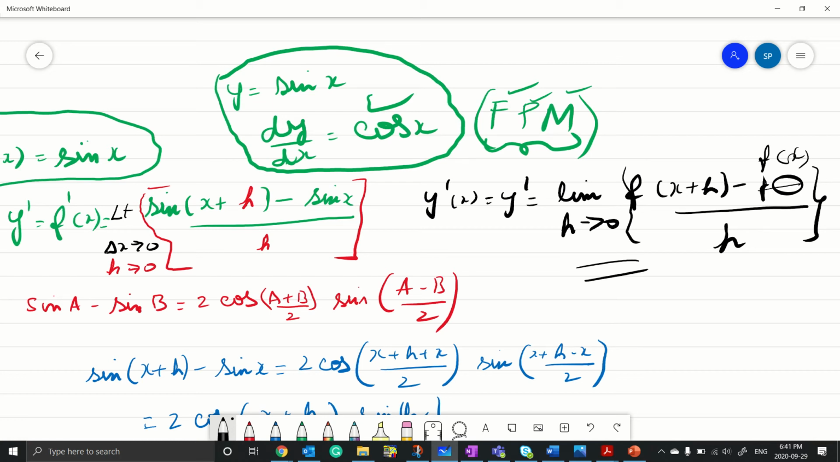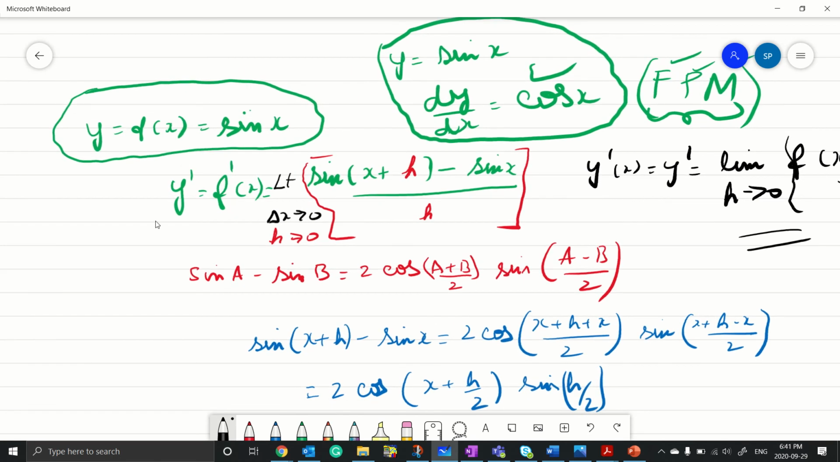Now coming back to the formula, you can see here I have put that in the formula. y dash of x or f dash of x is limit. You can write LT or LIM, one and the same, delta x, or in this case I'm going to use h. Please use whichever you're comfortable with, delta x or h. h tends to 0. So now your function is sin of x plus h minus sin x by h. All right.